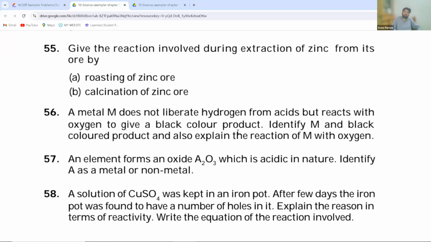Okay. What should be the answer for this question? Sir, non-metal. Yes, generally non-metals are acidic in nature. If the question asks whether it is a metal or non-metal and says nothing about it, we will consider it a non-metal, because non-metals generally have acidic oxides.